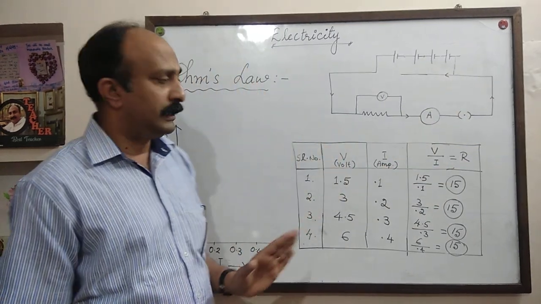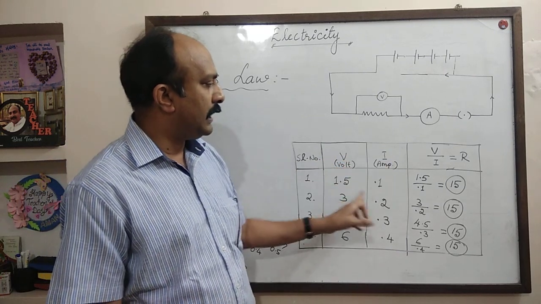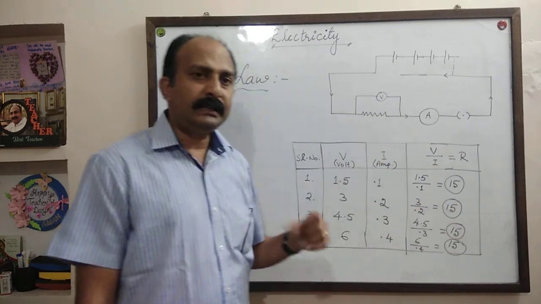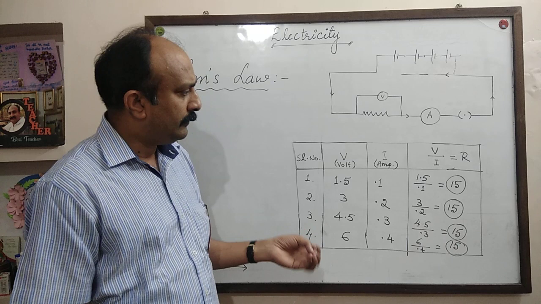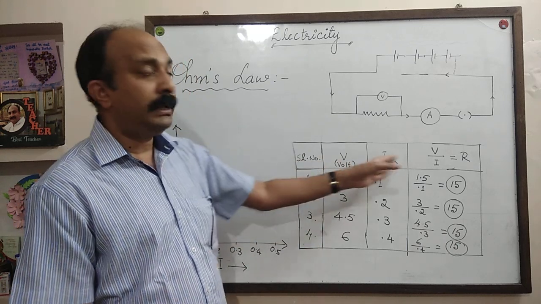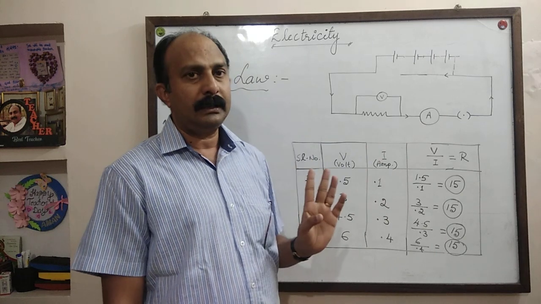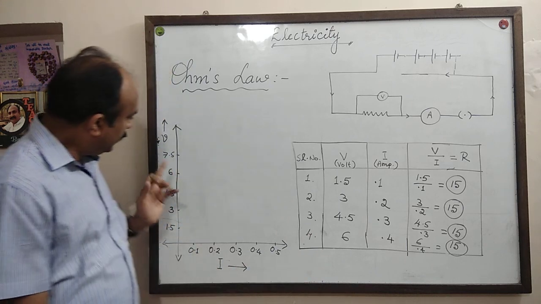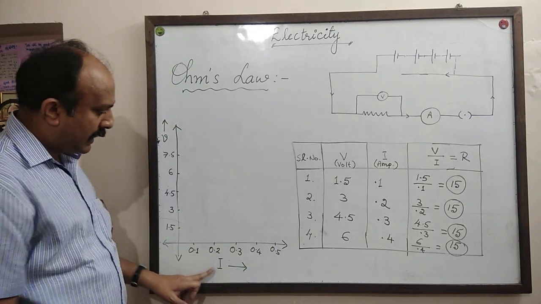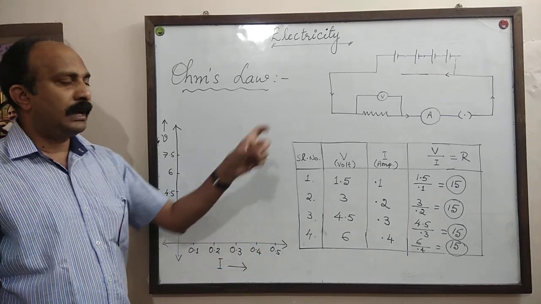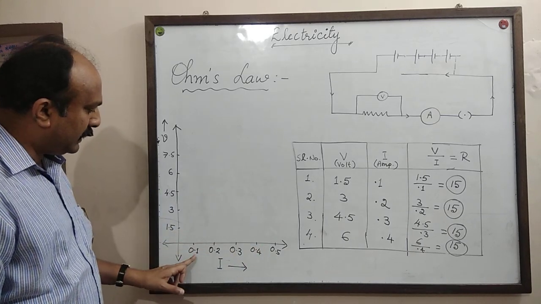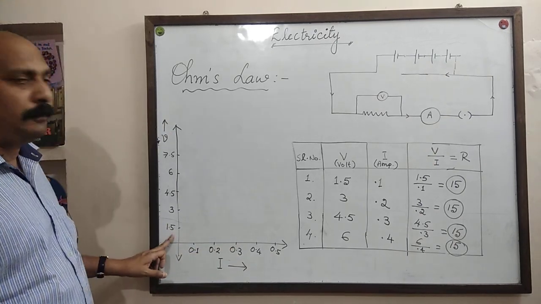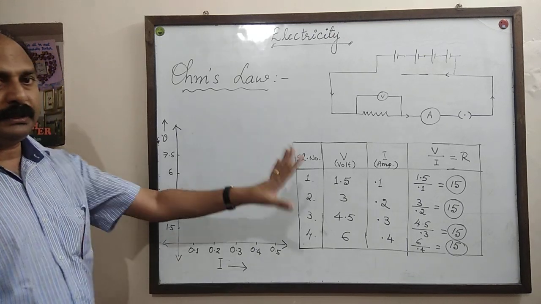Coming back to Ohm's law once again. We have seen V and I are directly proportional. Whenever V increases, I increases. Whenever V decreases, I decreases. Now we can prove it once again by plotting a graph between V and I. Taking V on the Y axis and I on the X axis, suppose I am going to draw a graph. I have taken 1 unit equal to 0.1 on the X axis and 1 unit equal to 1.5 on the Y axis to plot these points.